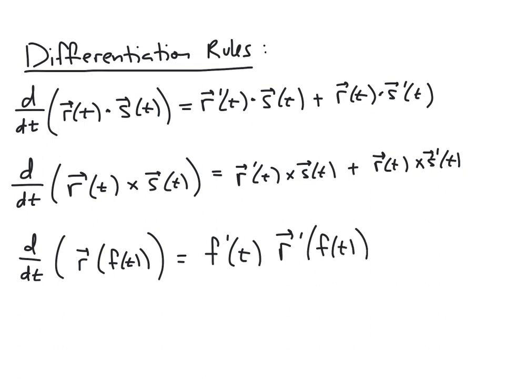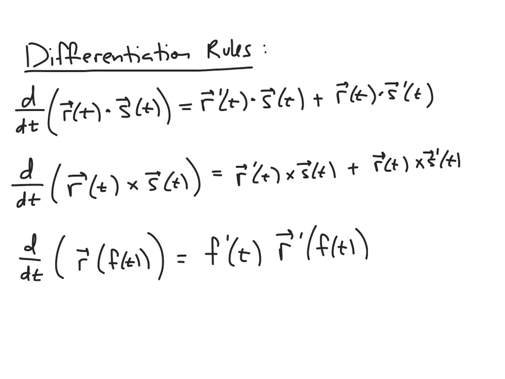Now, I've written f prime first. That's a little unusual for most people. But I did that because f prime is a scalar and r prime is a vector, and it's very common to put the scalars in front of vectors and not after. That's the only reason I listed it in this way. So along with the ones from the previous screen, these are the various differentiation rules that we will need throughout the course.